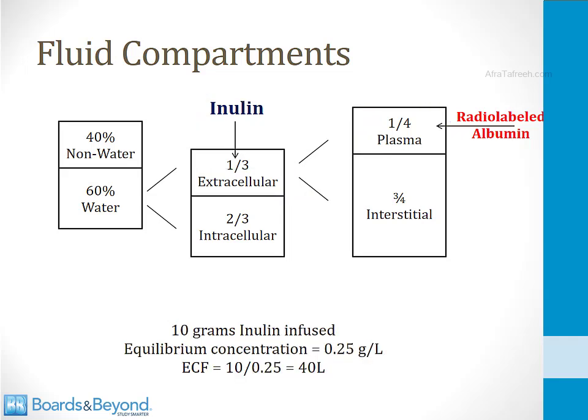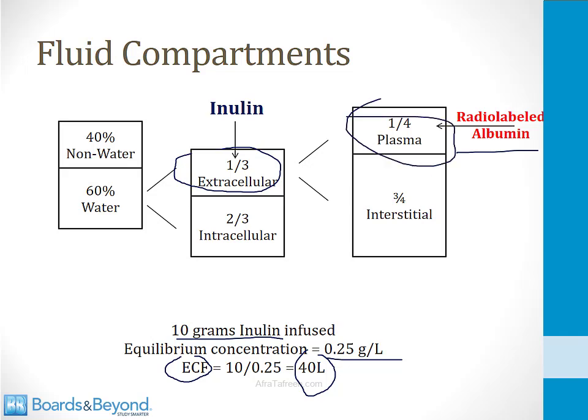And this is easier to understand if we use some actual numbers. So suppose we infuse 10 grams of inulin into a research volunteer and the equilibrium concentration in the plasma is 0.25 grams per liter. Then for that research volunteer, the extracellular fluid volume must be equal to 10 divided by 0.25, or 40 liters. So in this manner, we've determined the volume of the extracellular fluid compartment. The same thing can be done with radiolabeled albumin, and this will give us the volume in the plasma.